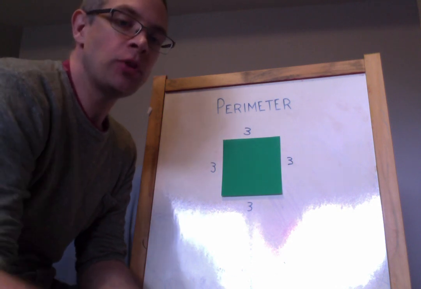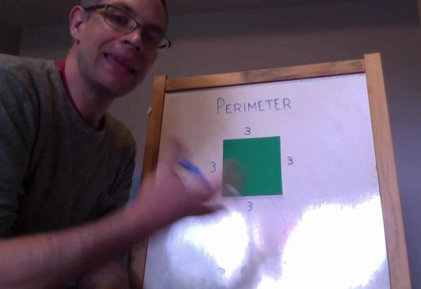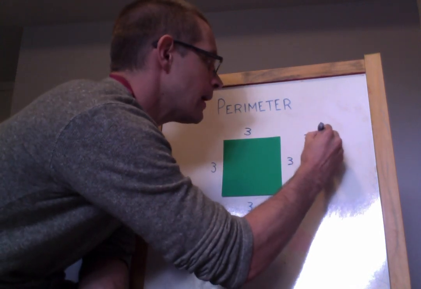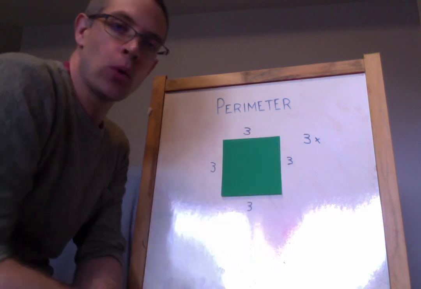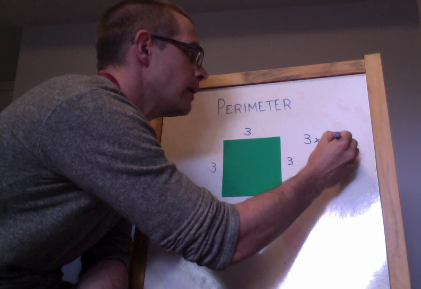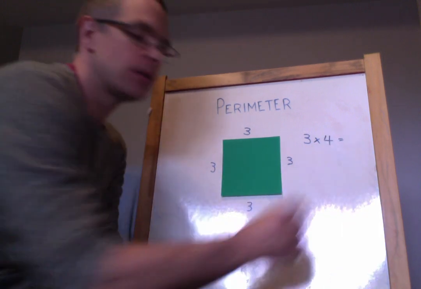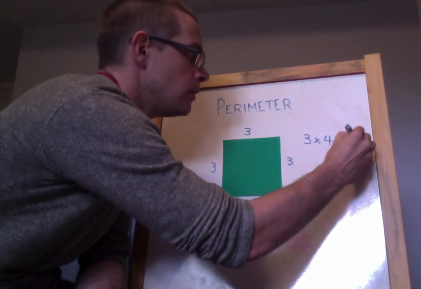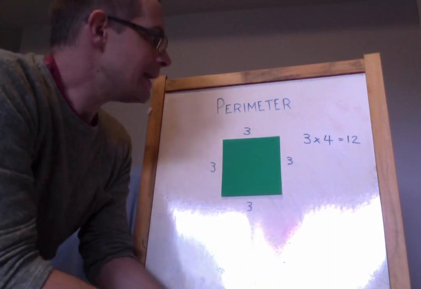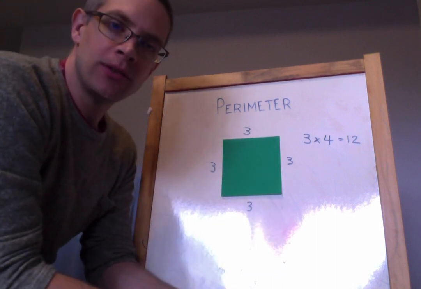I can also use multiplication in this case. Instead of adding again and again, if I have the same number, I can do 3, and I have 1, 2, 3, 4 sides. If I multiply that 3 by 4, it will give me my perimeter, which is 12. The perimeter of this regular polygon is 12 units.